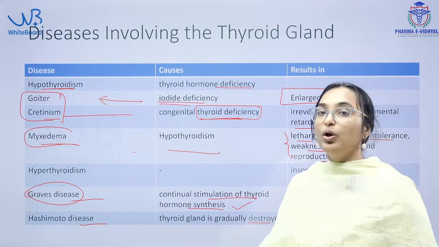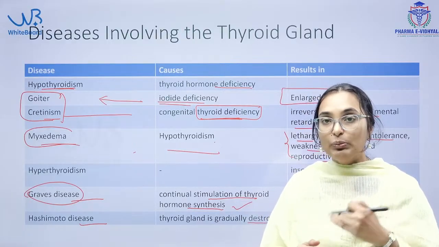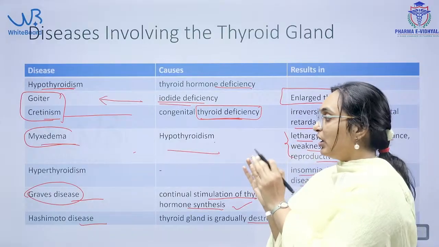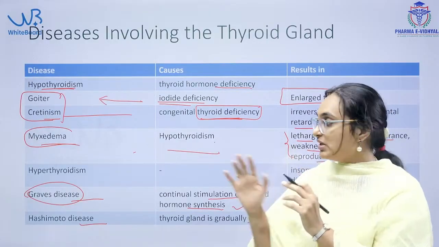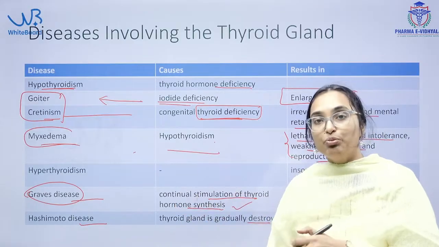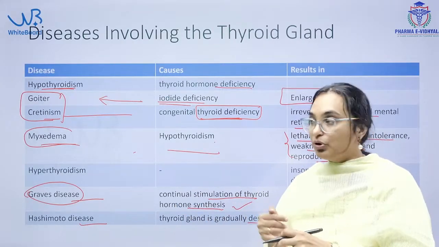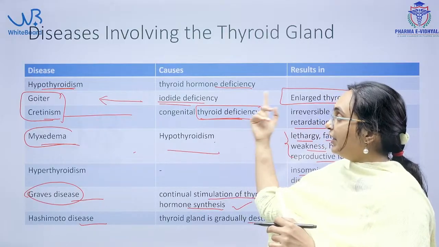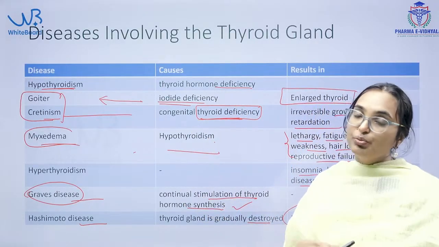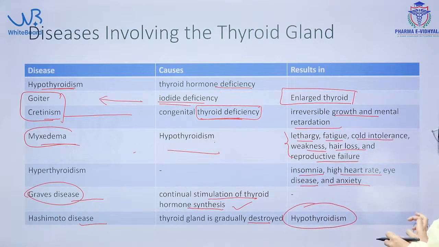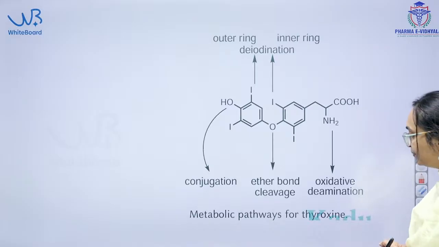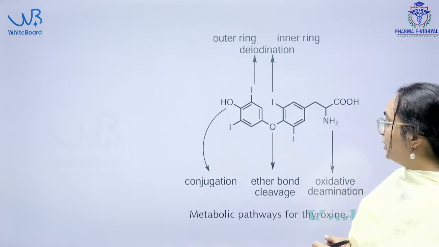Which of the following diseases is due to hyperthyroidism? You will get cretinism, goiter, myxedema, Graves' disease. So hyperthyroidism is Graves' disease. The rest of the diseases we have discussed are all hypothyroidism: congenital hypothyroidism is cretinism, iodine deficiency is goiter. Next, gradual destruction of the thyroid gland is Hashimoto disease, and it results in hypothyroidism. Then how will this thyroxine hormone be metabolized?